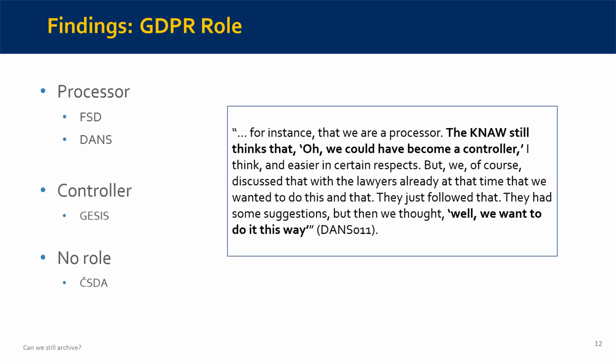As with the Finnish archive, DANS is currently the processor for its data archive EASY, continuing the pre-GDPR practice regarding the research data where it was the data provider who determined who and under what conditions could access the data. However, this was not a simple decision and is one area where DANS and its parent organization, the KNAW, have disagreed, and this will come back later in the presentation.